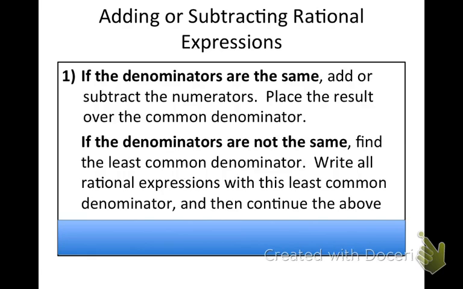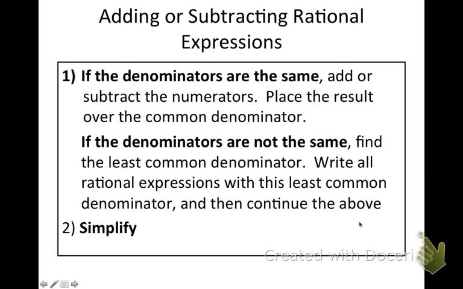So once we have a least common denominator, then our denominators will be the same. Then we can add or subtract the numerators and then place the result over the common denominator. And then our last step is to simplify, which we practiced back in section 7.1. The whole process of simplifying is canceling out any like factors that you can to take it to its lowest terms.